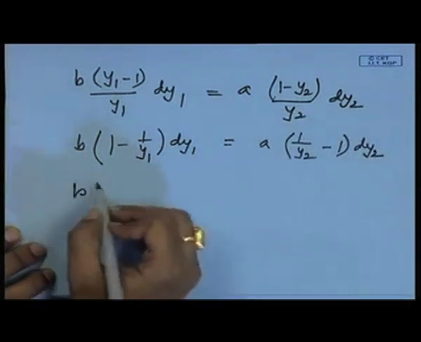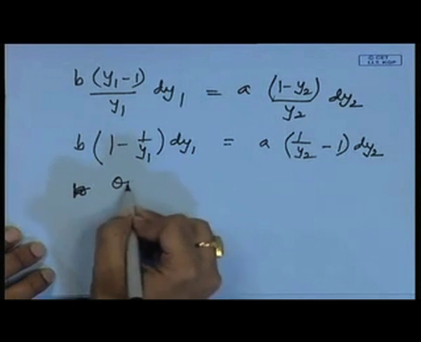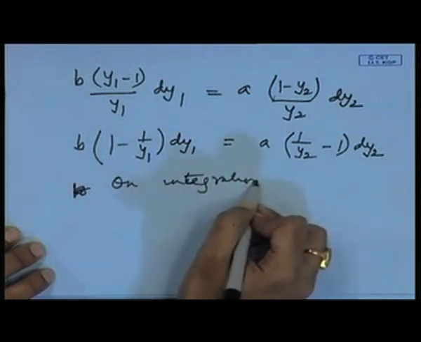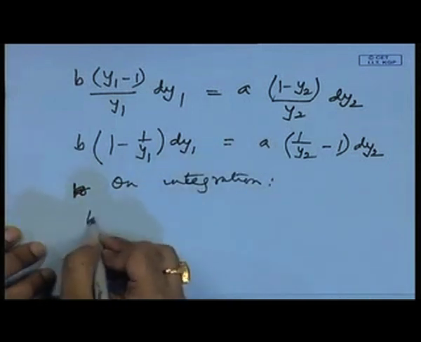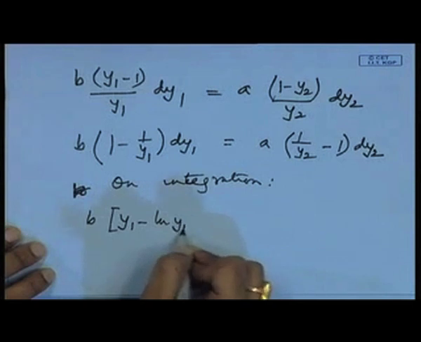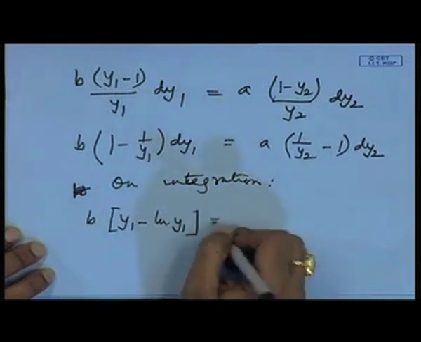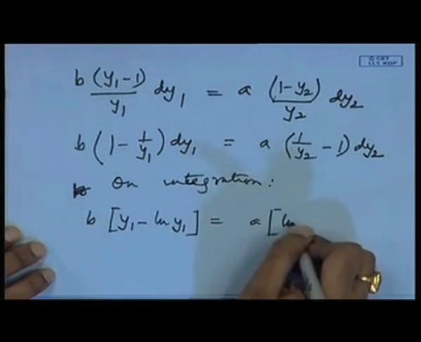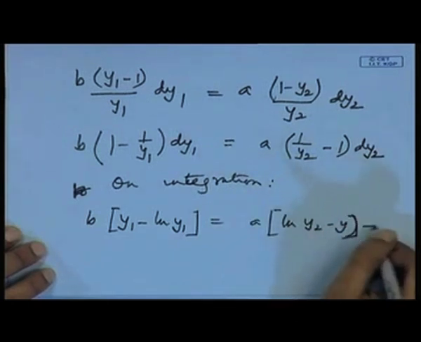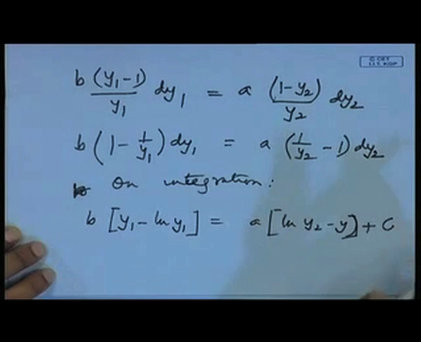So, if I integrate this, on integration I get b(y1 minus ln y1) equals a(ln y2 minus y2) plus c. C is a constant over here.